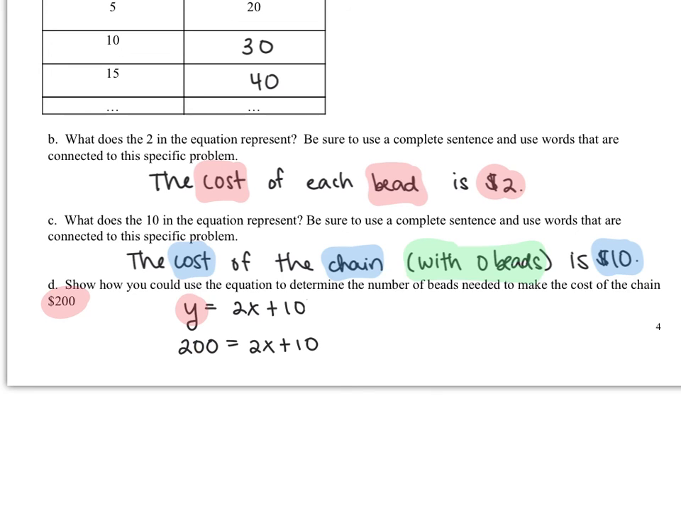200? I could try to do this mentally, or I could solve it like an equation, doing reverse PEMDAS. So by subtracting 10 from both sides, I would get 190 equals 2x, and then divide both sides by 2, which would make my x value, x would equal 95. So this would mean that in order to have a chain with beads that cost $200, I would need to use 95 beads.